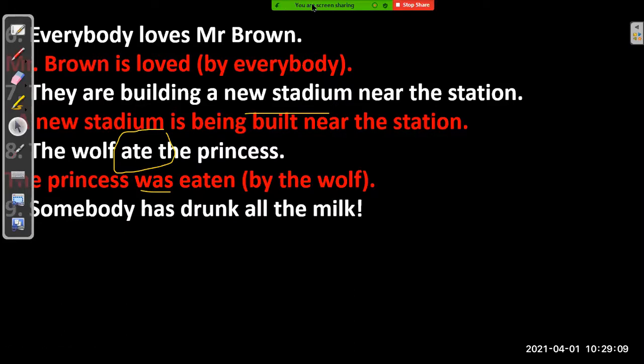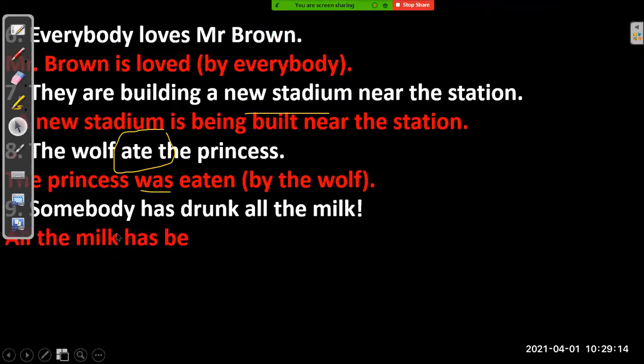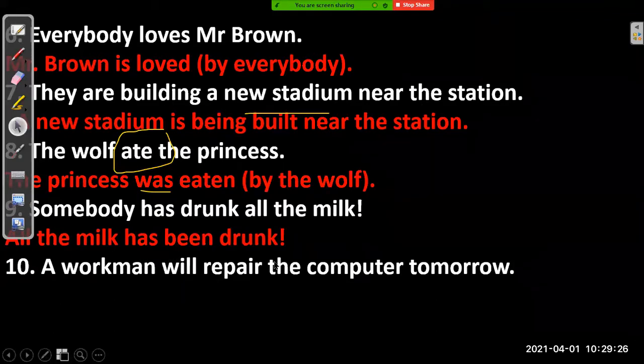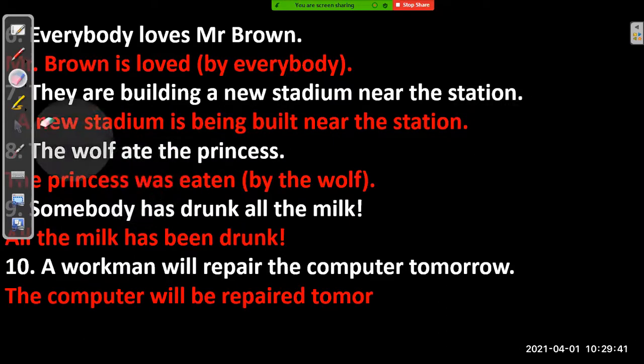Somebody has drunk all the milk. All the milk has been drunk. Now, not by somebody. Number 10, Obada. Our workman will repair the computer tomorrow. The computer will be repaired tomorrow. Okay, thank you. That's nice. So screenshot, please, everyone.